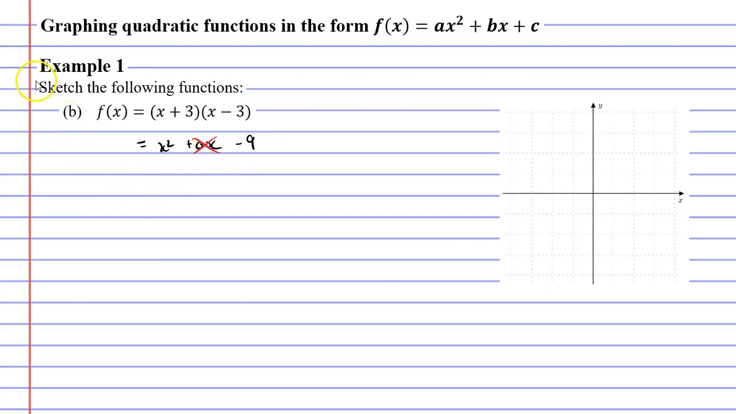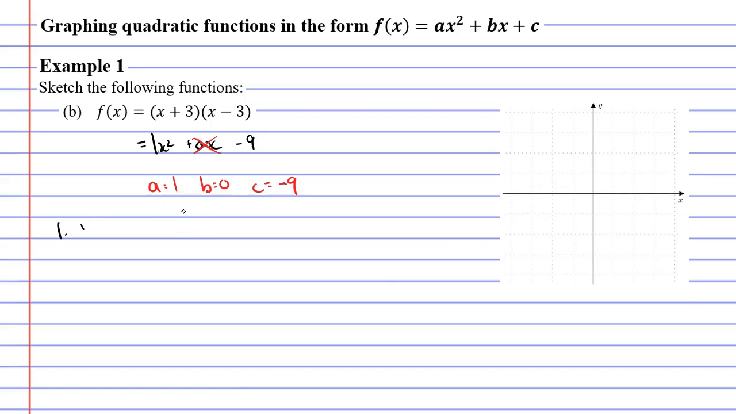and 0x just cancels, which is why we write down x squared minus 9. That means that a equals 1, because technically there's a 1 to the left of x squared. b equals 0, because there's nothing in the middle. And c equals negative 9.